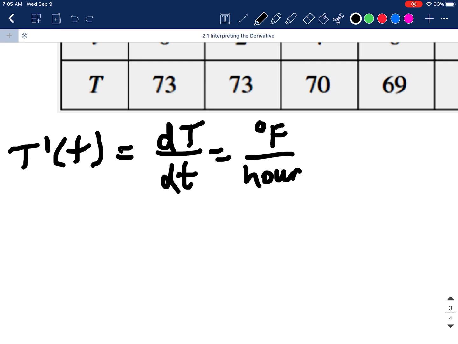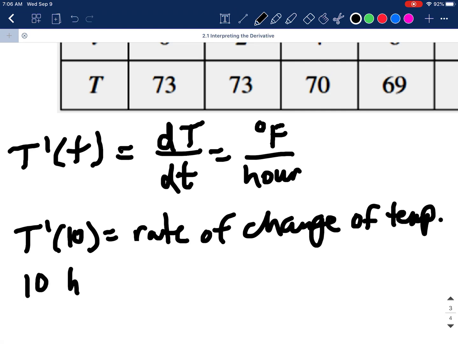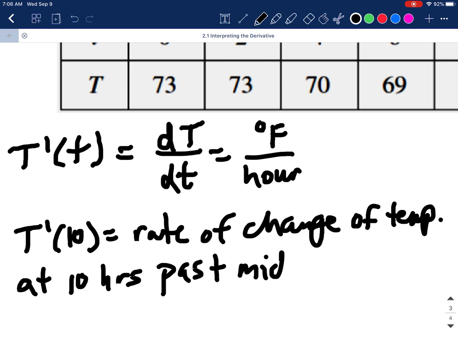So the rate of change of temperature after 10 hours from midnight is going to be what T prime of 10 is. So T prime of 10 is the rate of change of the temperature at 10 hours past midnight.